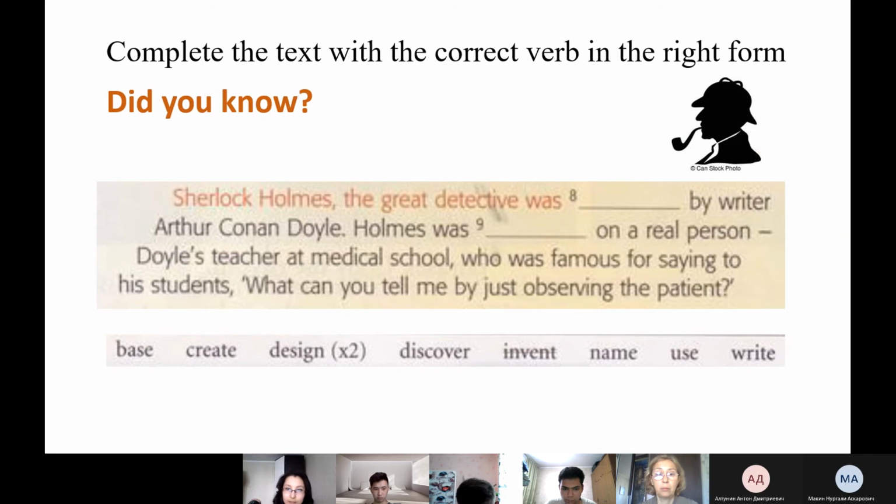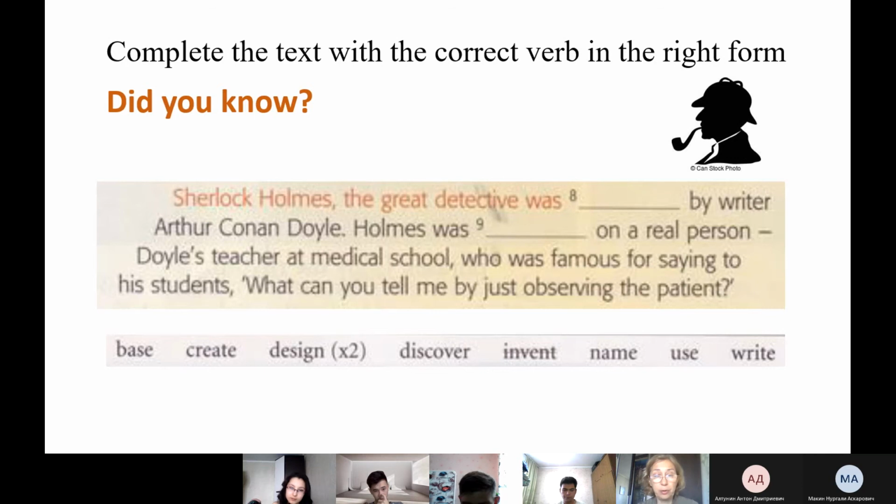Sherlock Holmes, the great detective, was written by writer Arthur Conan Doyle. Holmes was based on a real person, Doyle's teacher at medical school, who was famous for saying to his students, "What can you tell me by just observing the patient?" So I think it's better to use the verb create. Was created by, right, yes? Okay, and was created.